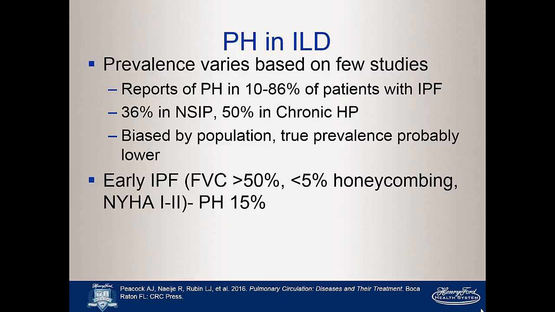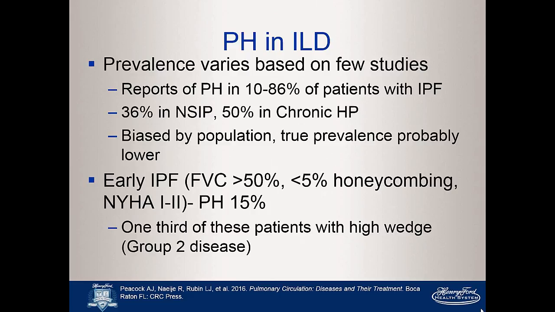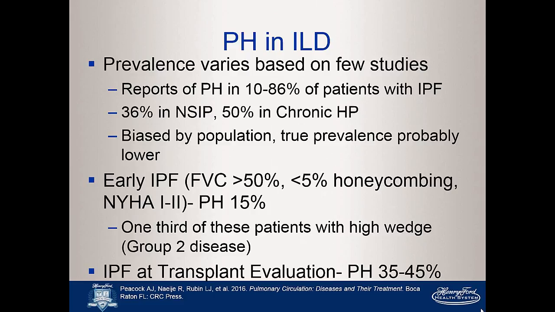If you look at very early IPF patients, those patients that have an FVC greater than 50%, that don't show a lot of honeycombing yet, that don't show any sorts of heart failure symptoms, PH appears to be present in about 15% of those patients. A third of that 15% will have a high wedge pressure with group 2 disease. Again, we're looking at a disease of generally older people in fibrotic lung disease. If we look at them at transplant evaluation, PH occurs in 35 to 45%, but if you look at the explanted lungs themselves, there's evidence in just about all of them.